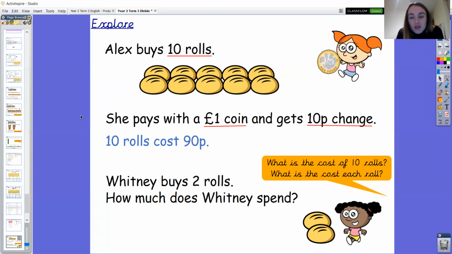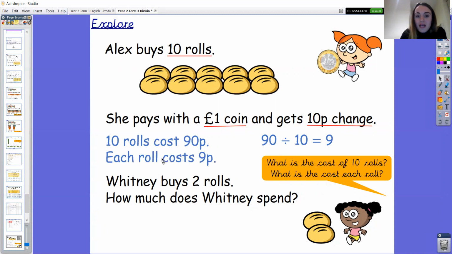So what is the cost of each roll? So you want to know the cost of 1 roll, okay? And we need to know this information as Whitney buys 2 rolls. We need to work that out in a moment. So first of all, what is the cost of each roll? Please pause the video here to discuss. Well done, Year 2. What division did you use to solve that question? Brilliant. 90 divided by 10 equals 9. So each roll costs 9p.